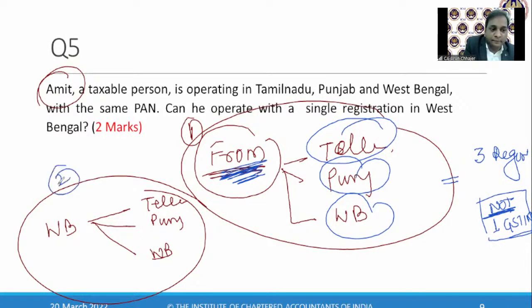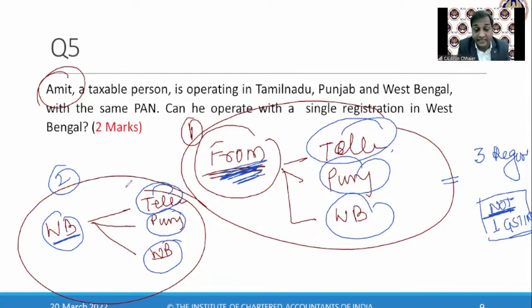Now changing the example. If Amit is from West Bengal, making the supply within West Bengal, making the supply to Telangana, making the supply to Punjab. Repeating again, Amit is located in West Bengal. He is making the intra-state supply as well as in other states. Can he operate from 1 GST number? Very important concept clarity. Give me the confirmation.